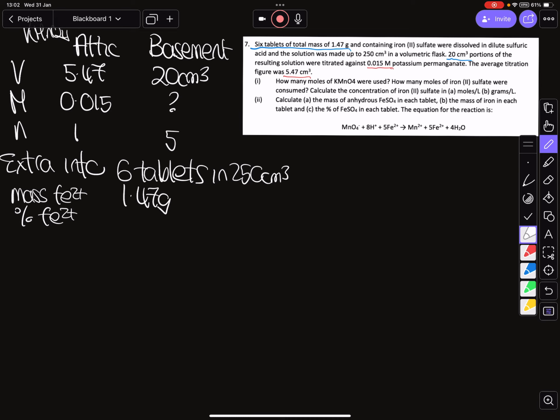We are looking for possibly the percentage of iron in a tablet. So it could be in 1 tablet, it could be in 6. Okay, so read your question carefully at the end. So as always, we're going to just go through our W steps.